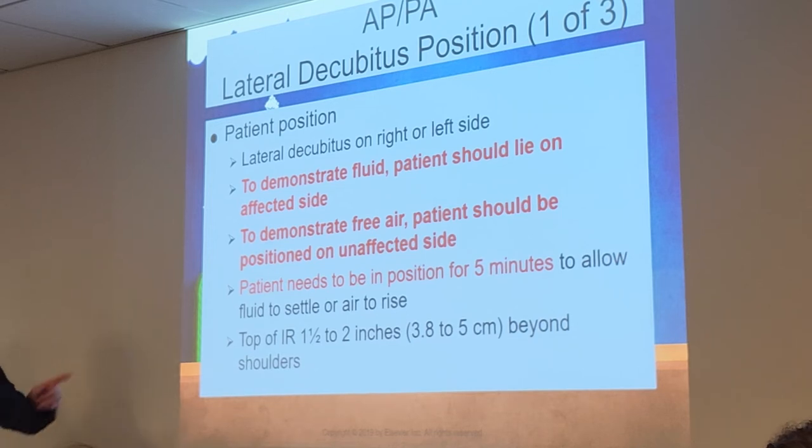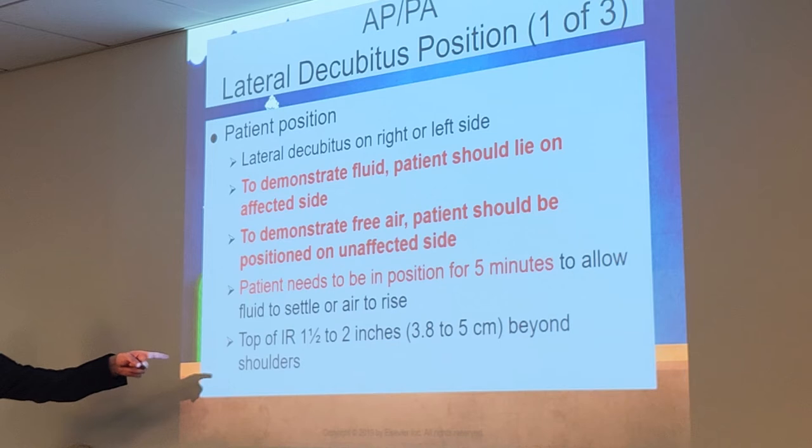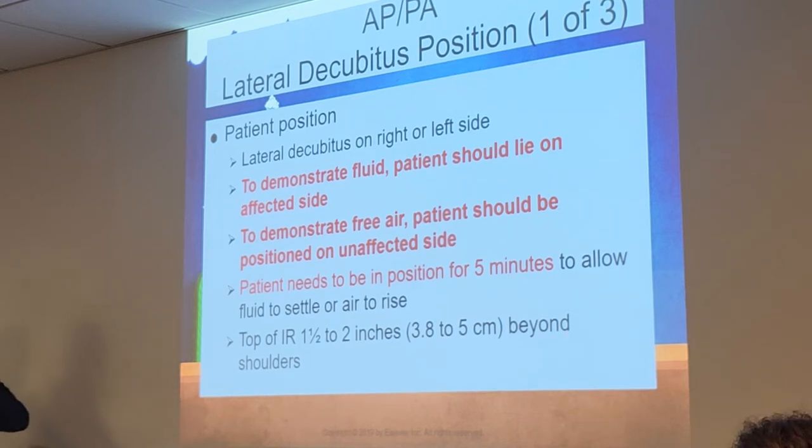Now still, guys, IR, same as PAs or APs, 1.5 to 2 inches above, let's just say above the shoulders, not beyond the shoulders. You're going beyond the shoulders to another dimension there. It's above the shoulders. Small typo, I'm sorry.